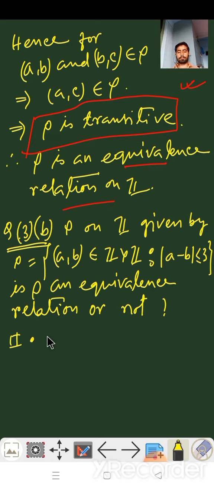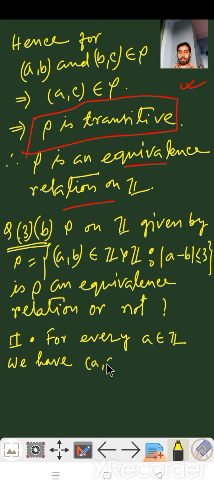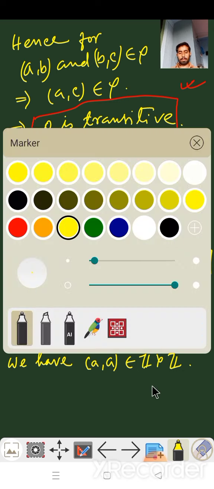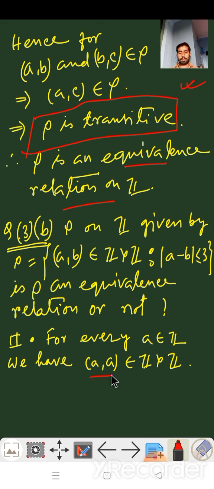Now, first, for every a belonging to Z, we have the ordered pair (a, a) belonging to Z by Z. But the ordered pair (a, a) belonging to Z by Z does not mean that it will belong to rho also. Only those ordered pairs that satisfy this condition would belong to rho.